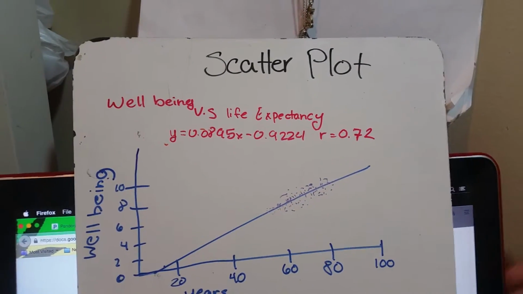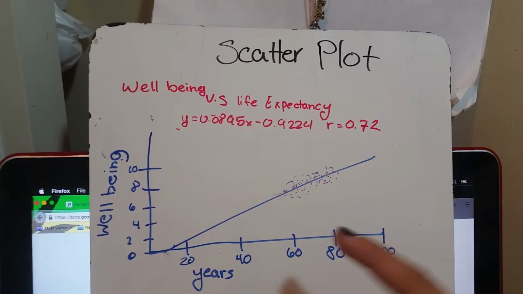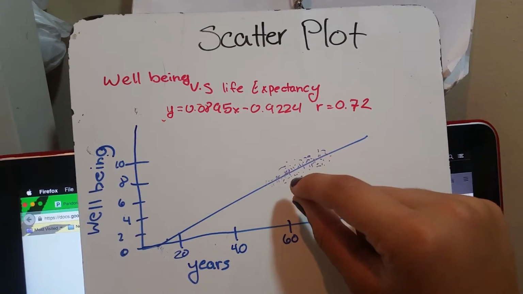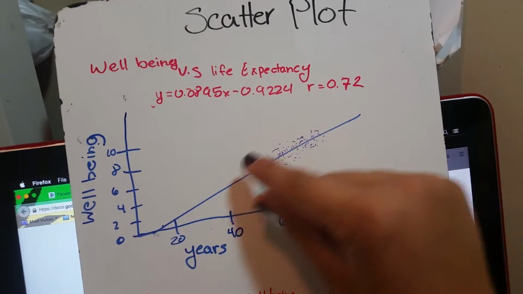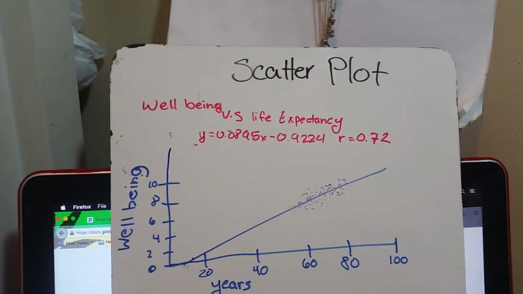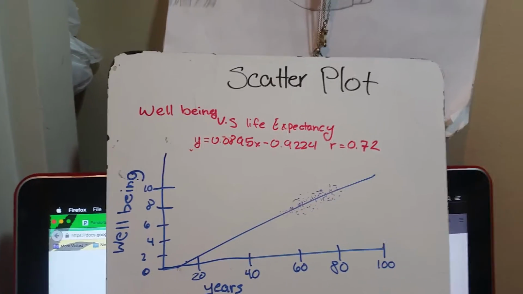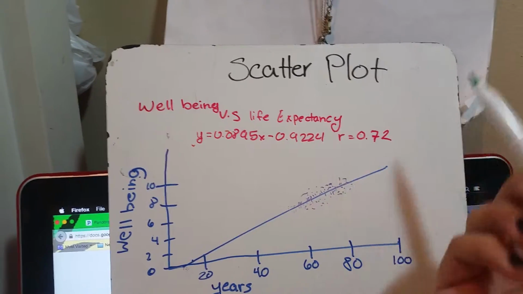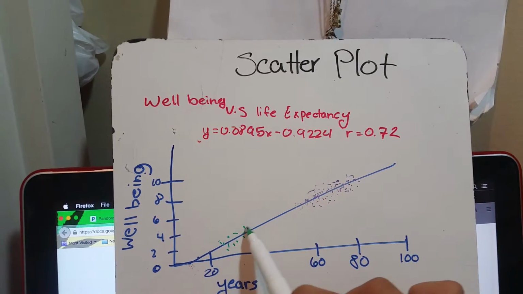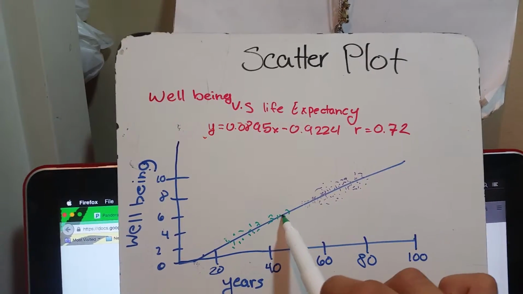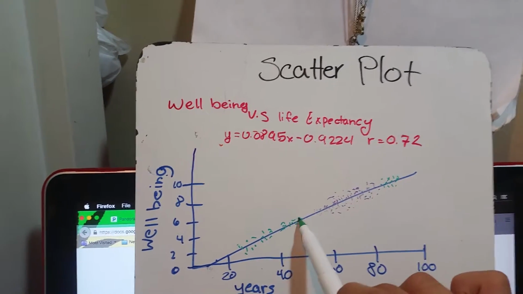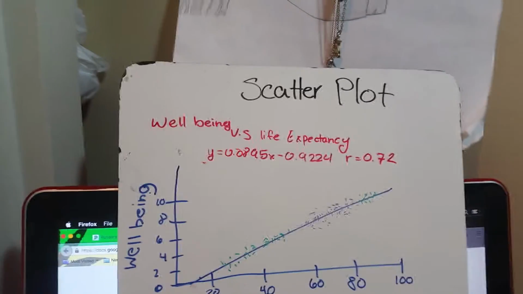So the way to read the scatter plot and see if it's actually a best fit line is the closer they are to the line and the more spread out they are on the line, the better best fit line it is. So let's say if I had a different well-being versus something else and it was green. And if it was closer to the line and spread out like this, closer to the line, more spread out on the line, that would be a better best fit line.